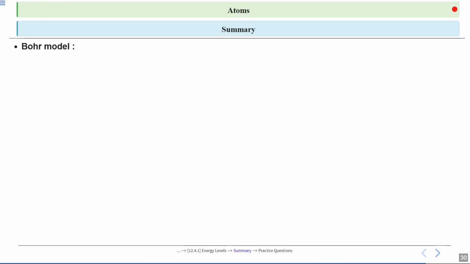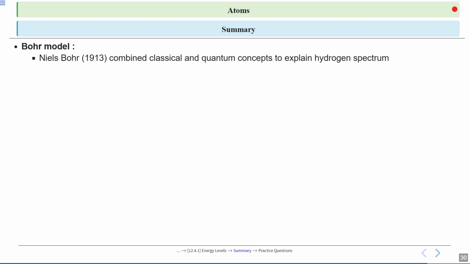So let's start by looking at Bohr's model of the atom now. First, Niels Bohr in 1913 combined ideas from classical physics and new quantum concepts to explain the hydrogen atom spectrum. This means he used both old and new science to figure out why hydrogen gives off certain colors of light.